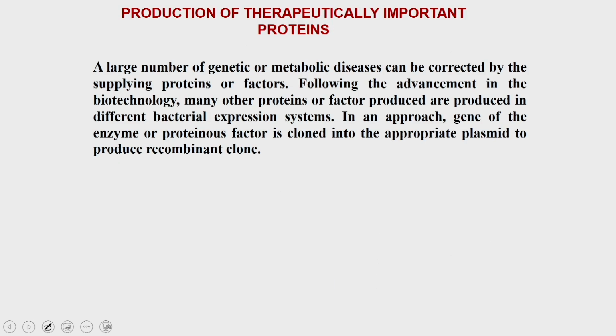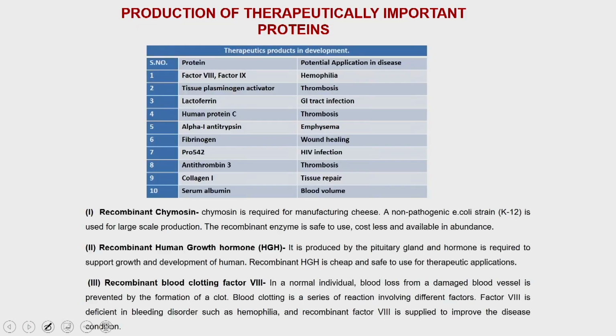Then we discussed the application of biotechnology in the medical field, and how biotechnology allows us to produce therapeutically important proteins. We took a few examples like factor 8 and factor 9 for hemophilia, tissue plasminogen activator for thrombosis, lactoferrin for GI tract infections and so on.